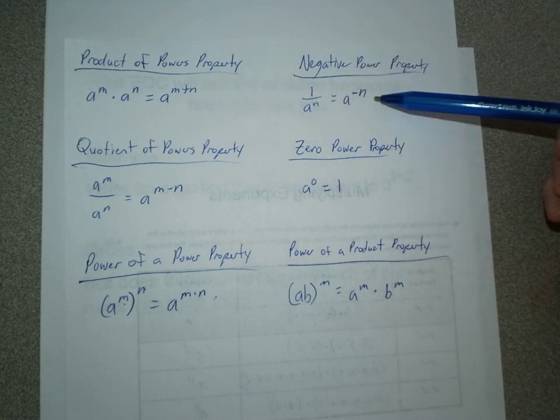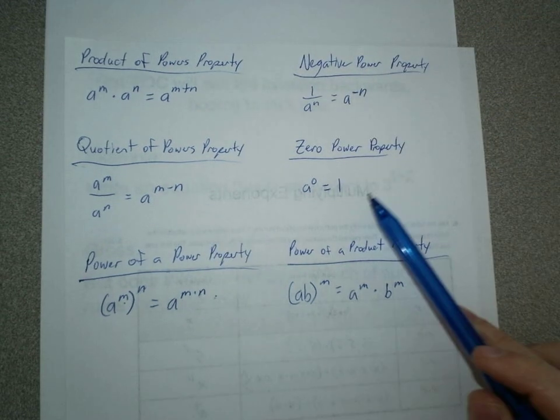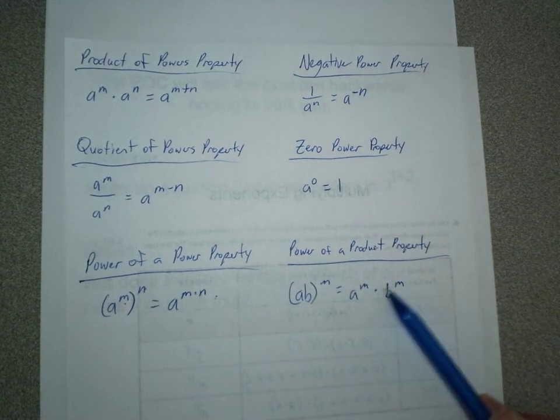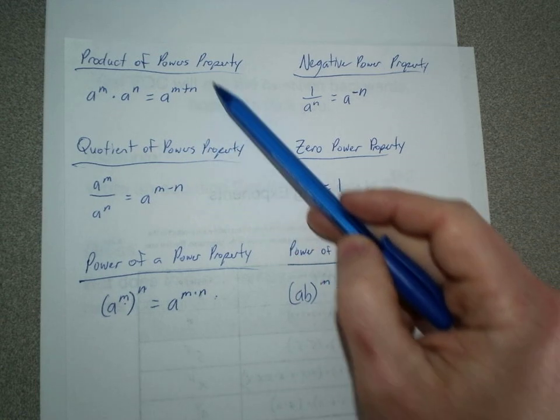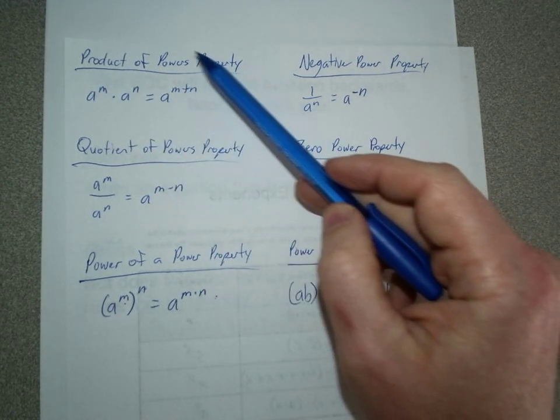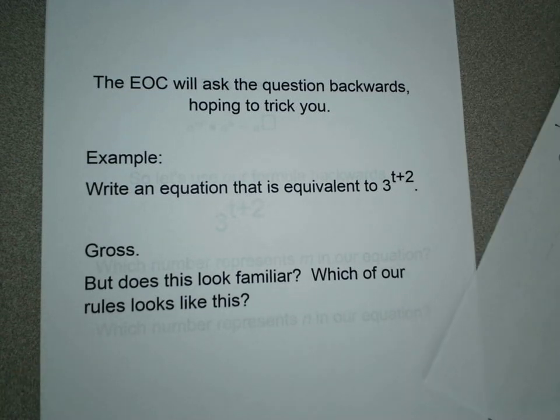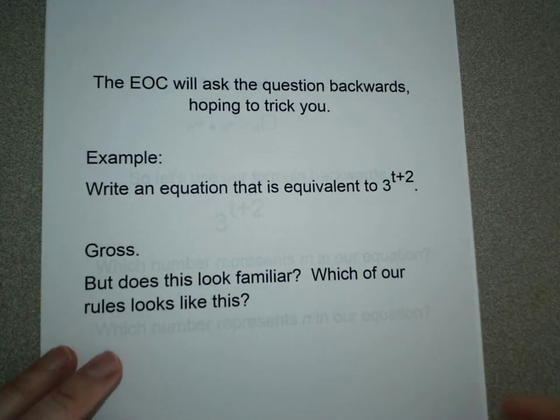Can't be this guy, that's a negative. This one is subtraction, this one is just a 1. This one is multiplication, and this one has 2 bases with the same exponent. The only one that it matches is this guy right here. So we can use the fact that we know this must be the product of powers property to answer the question. So let's look a little bit closer at it.